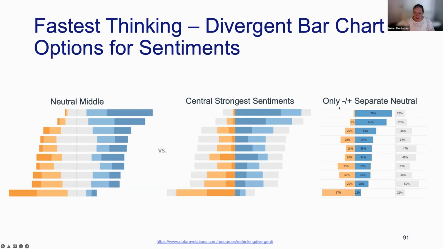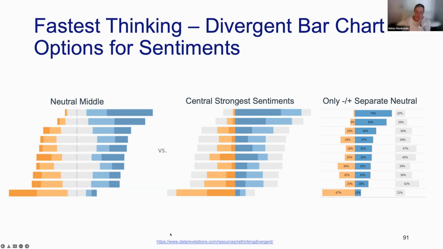The other thing that some people do is that they actually pull out the neutrals totally. So here we have agree and disagree, but they combine their strongly disagree and disagrees into just one value. Same with the strongly agrees and agrees. And then they pull out the neutrals separately.